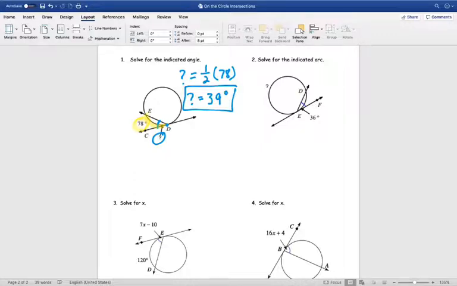All right, number 2. This time we're asked to find this arc over here. We've been given, though, this angle right here. That's an inscribed angle, and we were told that it's 36 degrees. So that arc measure right here should be twice as big as that 36. So when I do 36 times 2, I get 72 degrees. So this arc measure right here is 72. And then when I do 360 minus that 72, it's going to give me what the question mark is. So the question mark is 288 degrees.